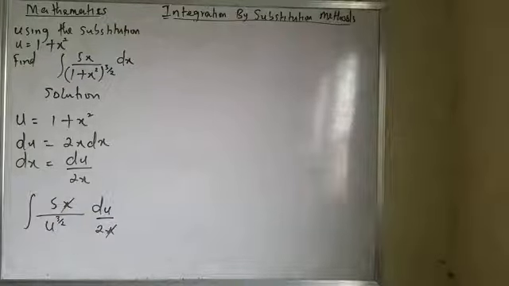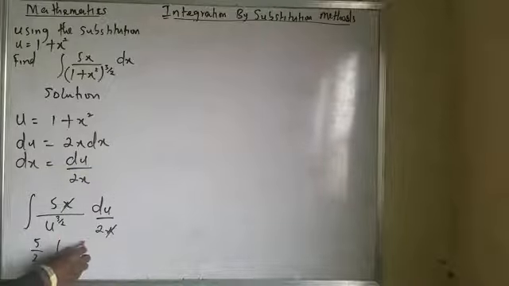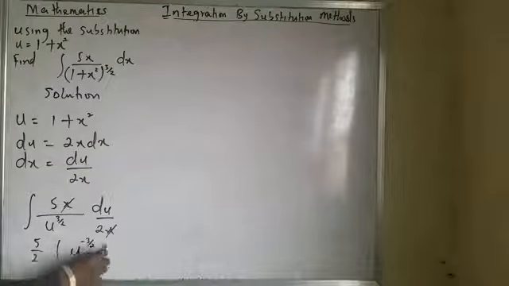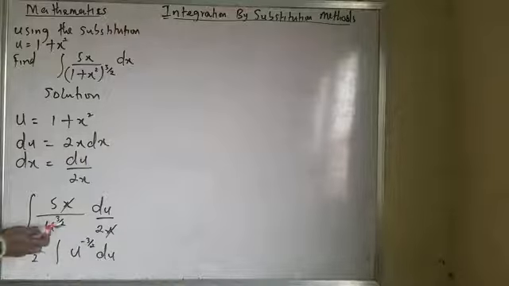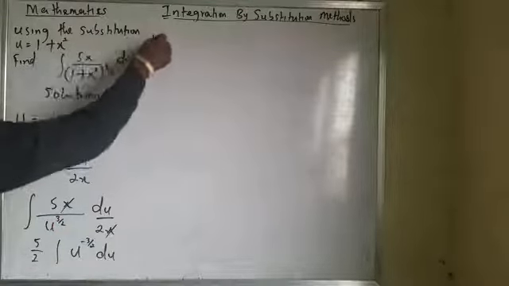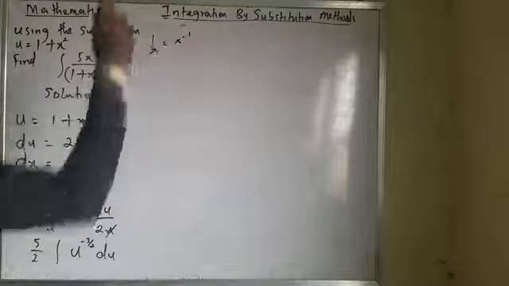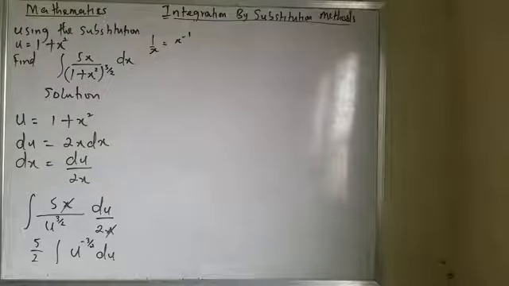Successfully, this will cancel themselves. Now, it means 5 over 2 is constant, times the integral of u raised to power minus 3 over 2 du. Because I've told you that 1 over x is the same as x raised to power minus 1. Take note of those things. They are very, very important.